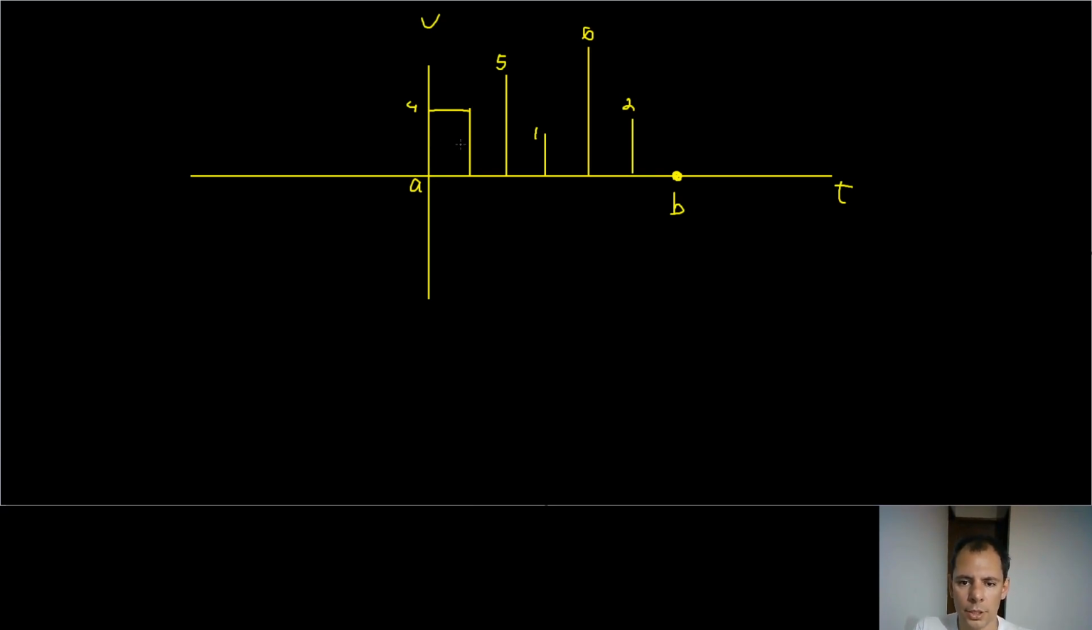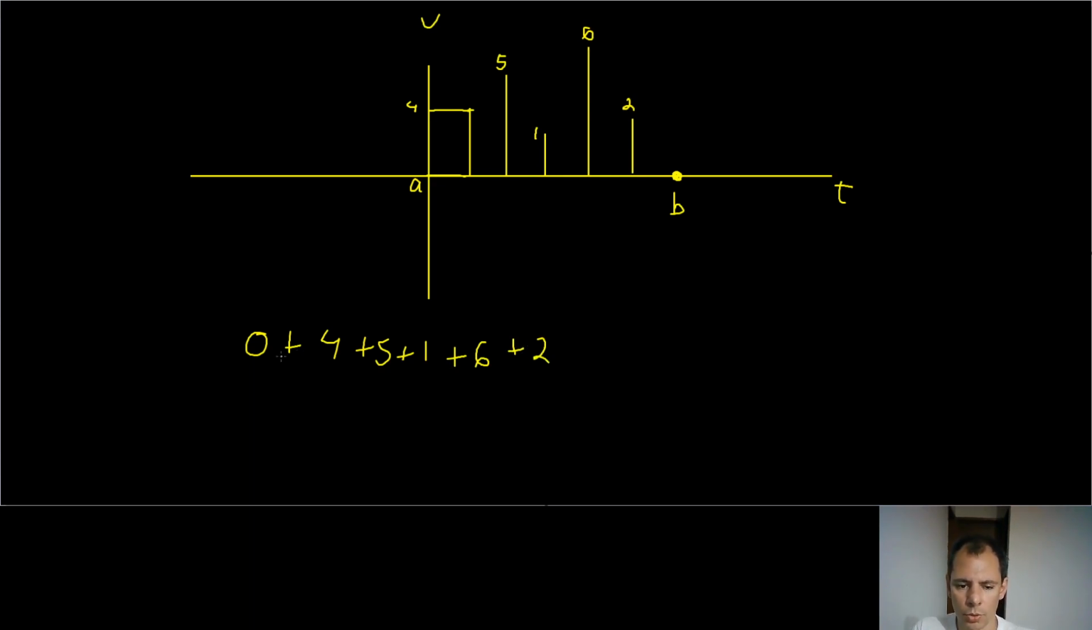Let's use the left endpoint. So you begin here. What do you have for the first second? 0. And then what do you have for the second second? You have 4 in here. So you have 4. What do you have for the third second? You have 5. For the fourth second, you have 1. For the fifth second, you have 6. And for the sixth second, you have 2.